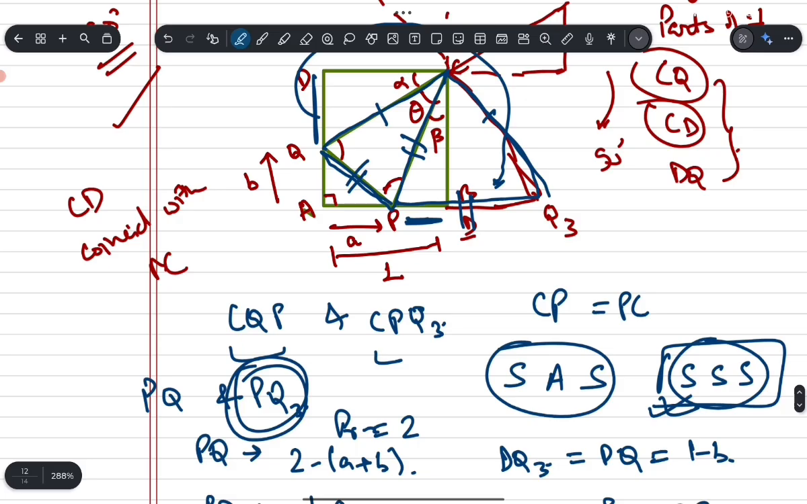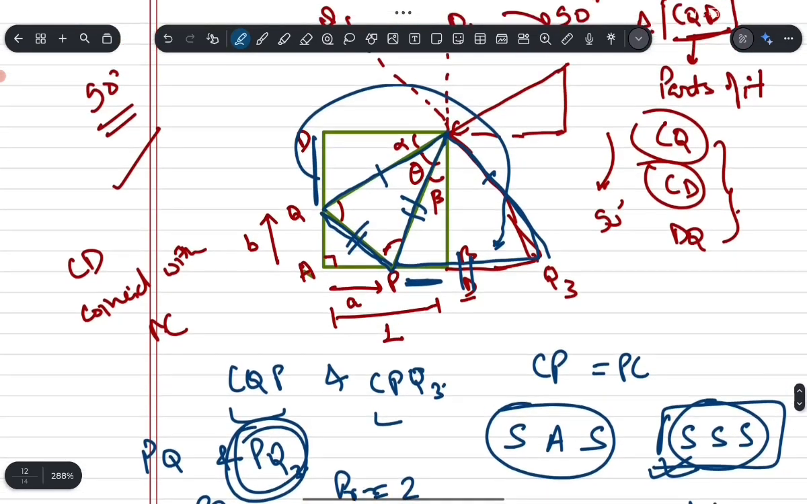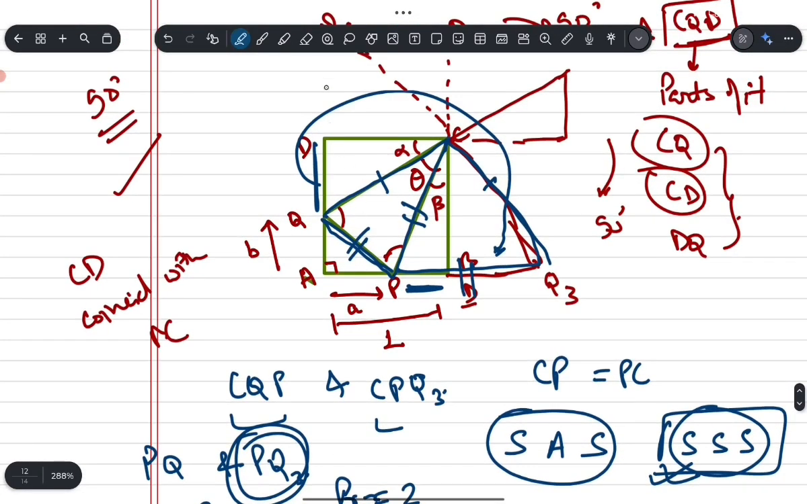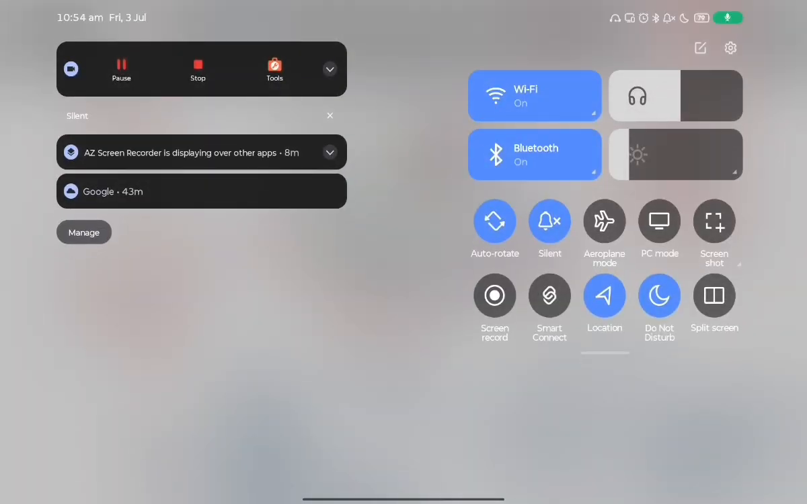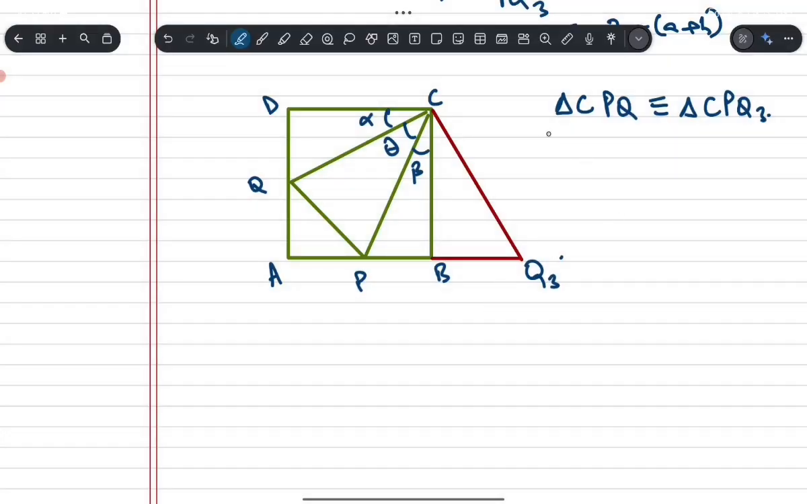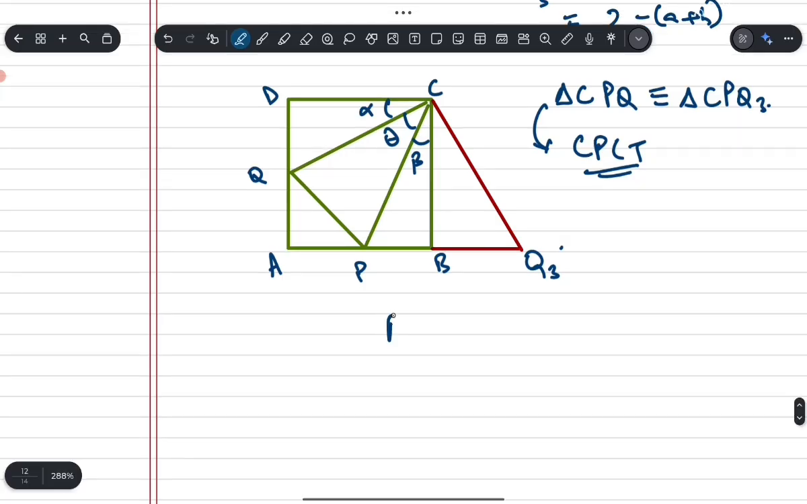Perfect. Now we have triangle. Let me just once again shift the diagram. Alright, so we have triangle CPQ equals to triangle CPQ3. Perfect. This triangle equals to this triangle. Now, what do we do when we have two triangles congruent? We collect the treasures using CPCT, the corresponding parts. Can we say angle PCQ3 equals angle PCQ?